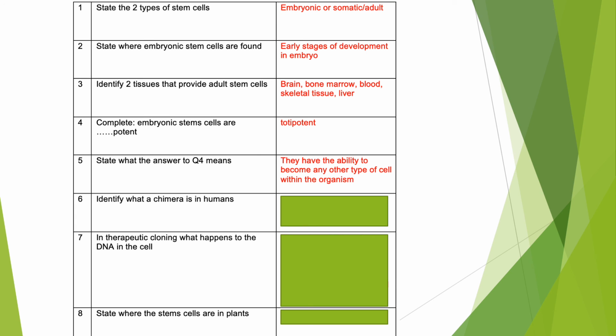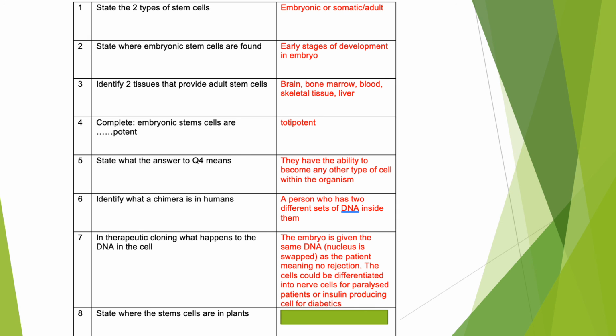All right. Number 6, identify what a chimera is in humans. So a chimera is a person who has two different sets of DNA inside them. Number 7, in therapeutic cloning, what happens to the DNA in the cell? So refer back to the picture from previously when I was talking about therapeutic cloning. And so I just put down the main process there. The embryo is given the same DNA as the patient, meaning there's no rejection. The cells could be differentiated into nerve cells for paralyzed patients or insulin-producing cells for diabetics.